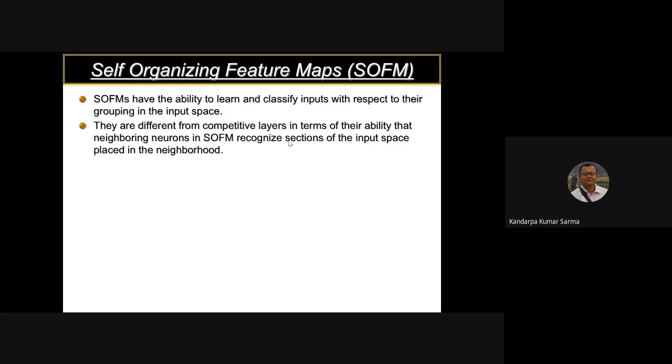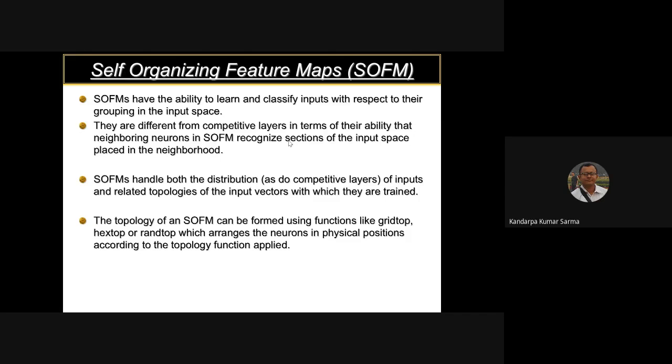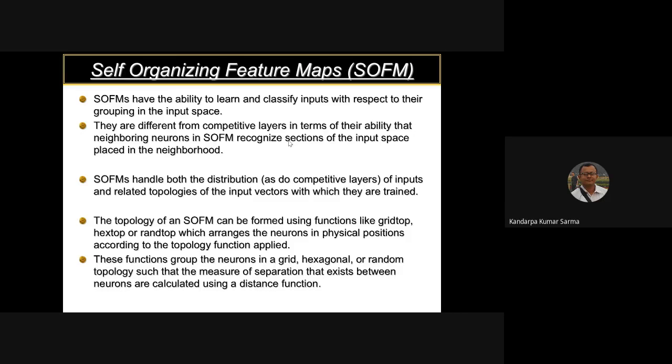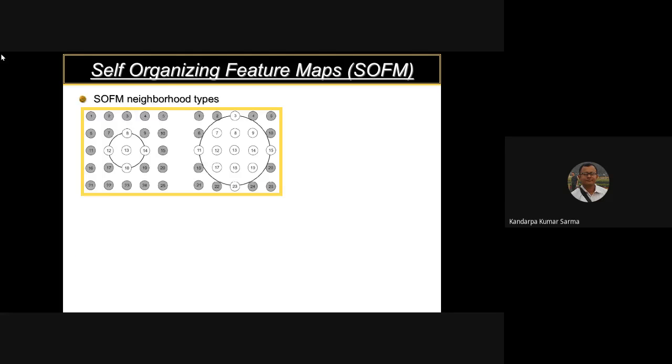Now, SOM was meant for dealing with features. Therefore, the term feature map comes. So we can use functions like gridtop, hextop, randtop that will create different types of network topologies for the SOM, and those are required to formulate network structures to suit a particular purpose. So here are the SOM's neighborhood types.